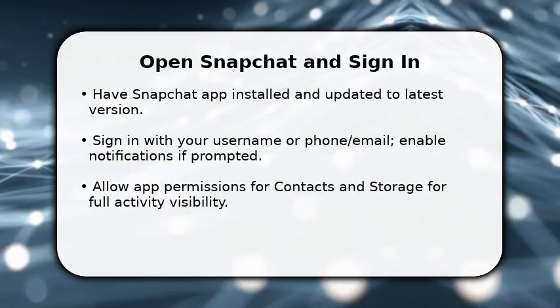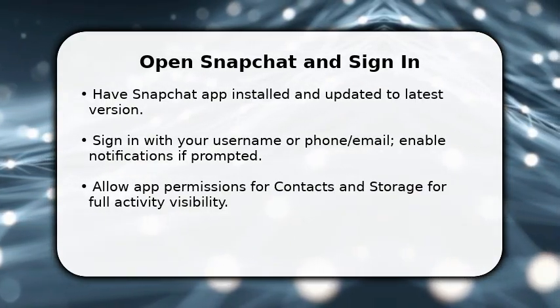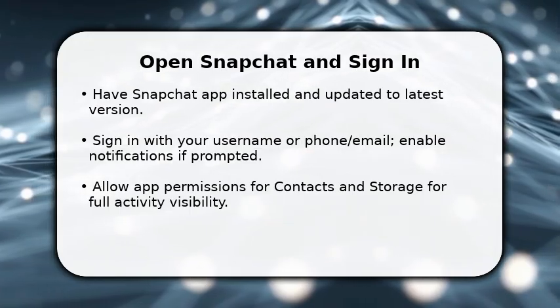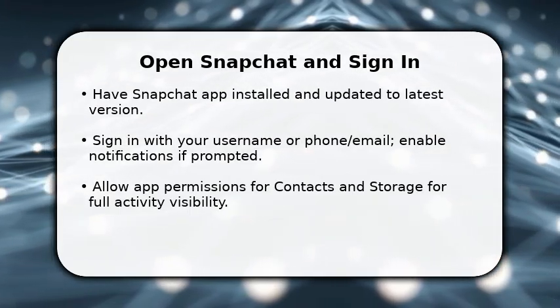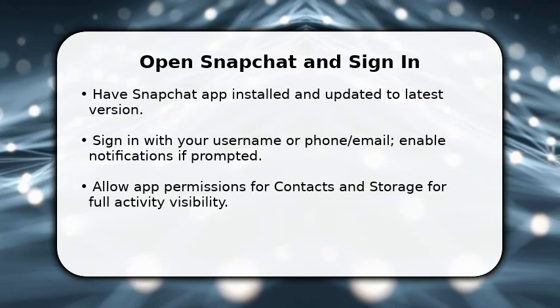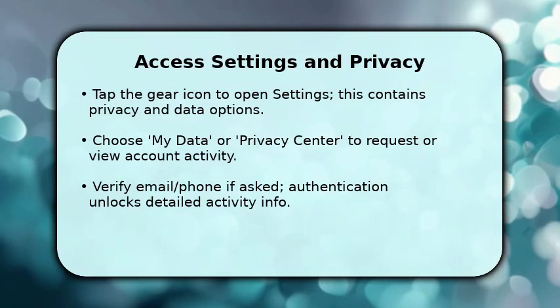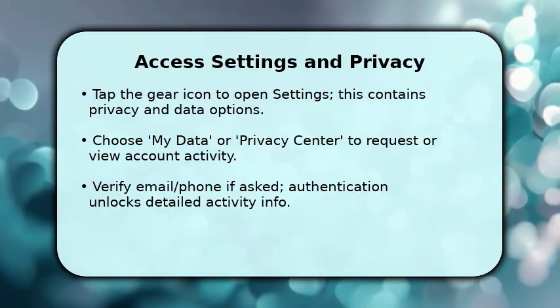Now tap your profile avatar in the top left to reach account settings. This first screen is where you begin locating your activity and logs. Once in your profile, tap the gear icon to open settings. This is where Snapchat stores privacy and data controls.